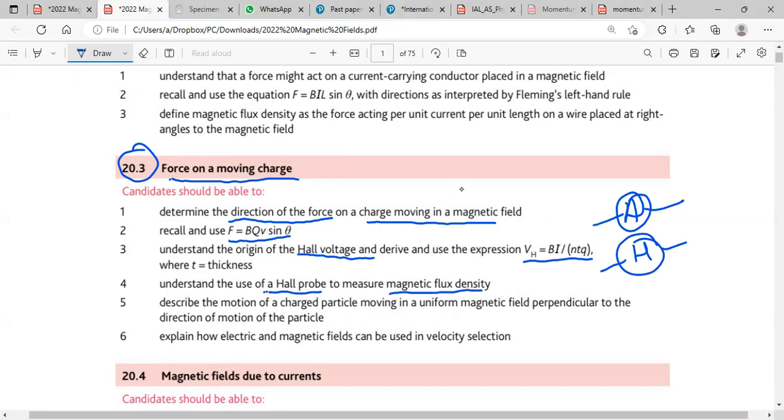Then we have to describe the motion of a charged particle moving in a uniform magnetic field, perpendicular to the direction of motion of the particle, in a simple way, like how the charged particle is moving in the magnetic field. And then we have to look at the electric and magnetic field in a velocity selector. Velocity selector is a particular device. It is an instrument widely used in physics and chemistry, and this is used to identify the isotopic forms of newly discovered elements.